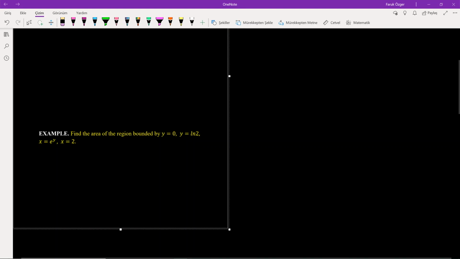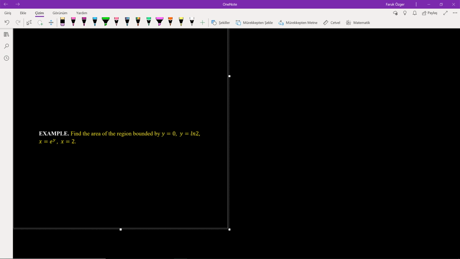Okay, now let's look at example 2. Find the area of the region bounded by y equals 0, y equals ln 2, x equals e to the power y, and x equals 2. I think it's very important to sketch the graph of the region to compute the area problems.